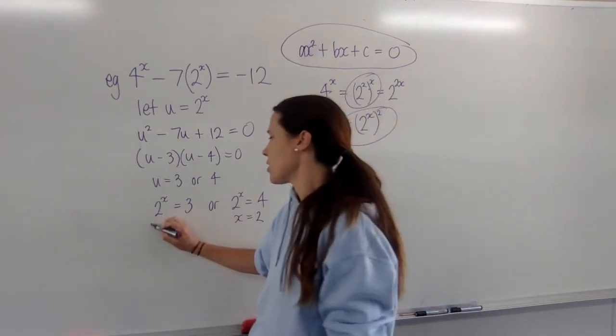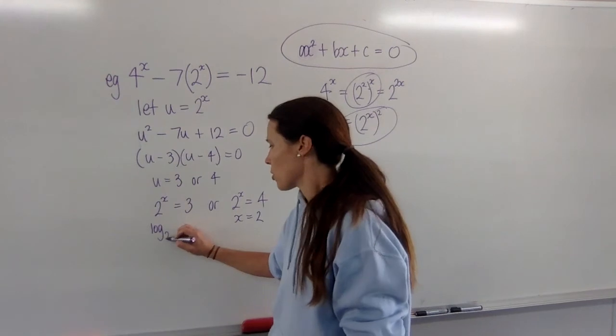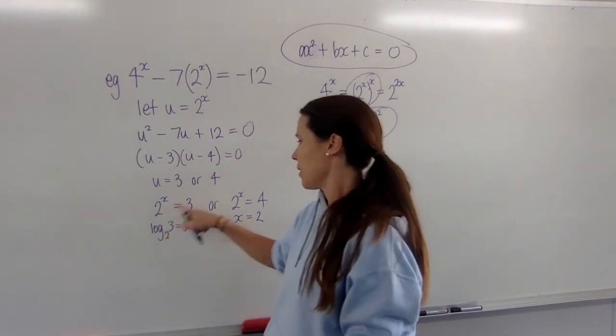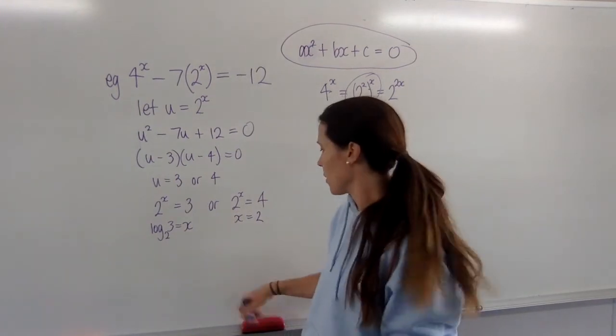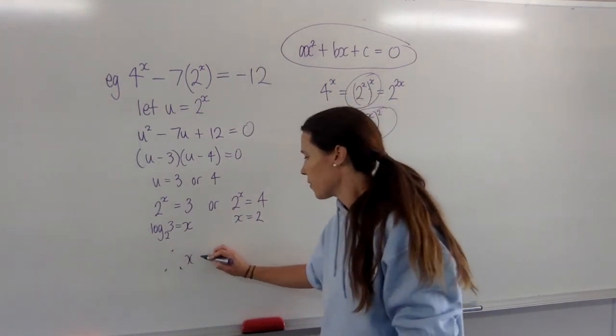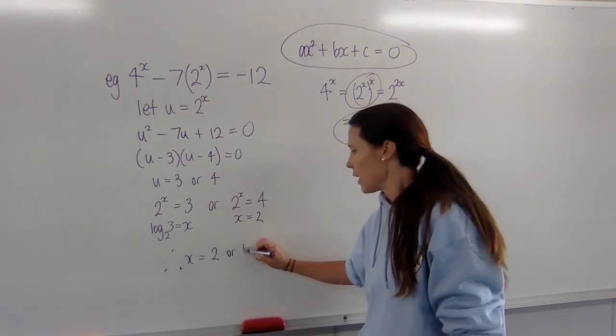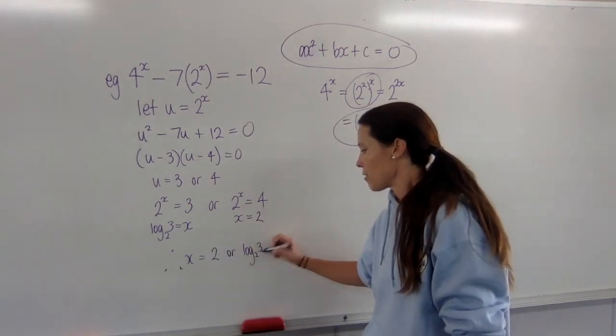But for this one, I need to just rewrite it as a log, because 2 to the power of x equals 3. That's what I've written here, and I've just reversed it. So then at the end, I can make my answer very clear. X is equal to, I'll write the simple one first, and the slightly more complicated looking one second.